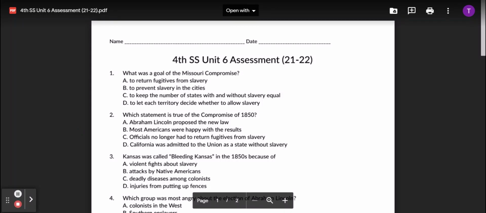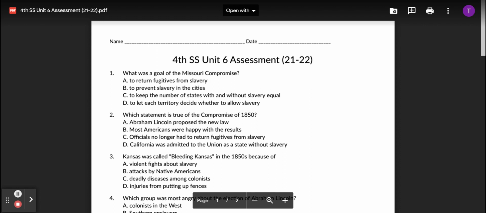Number 1. What was a goal of the Missouri Compromise? A. To return fugitives from slavery. B. To prevent slavery in the cities. C. To help the number of states with and without slavery equal. D. To let each territory decide whether to allow slavery.